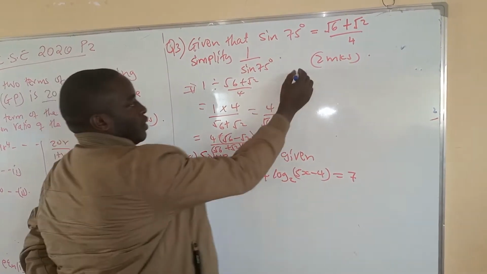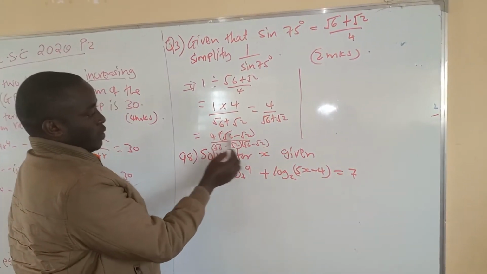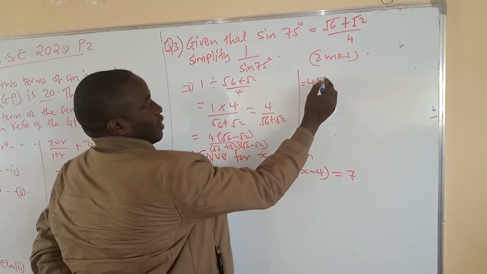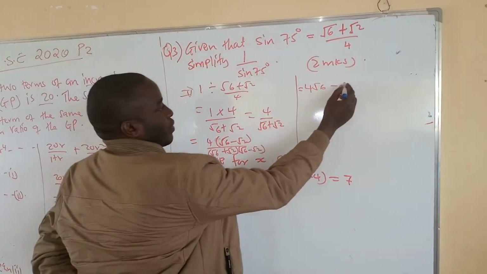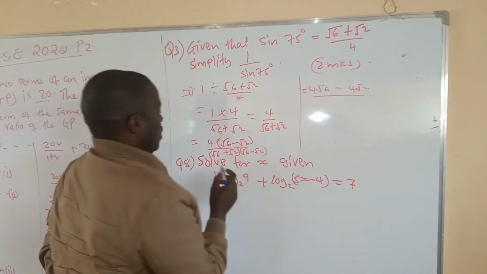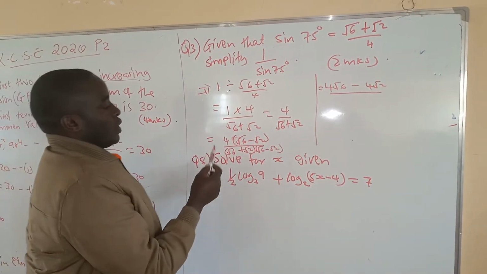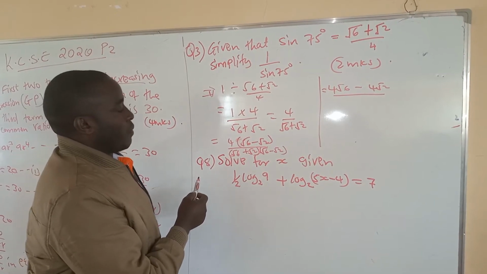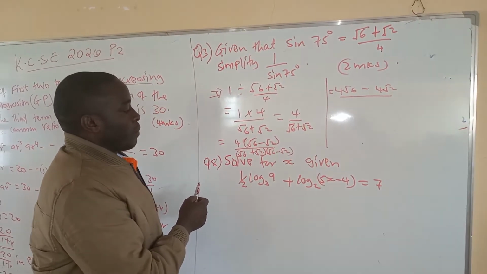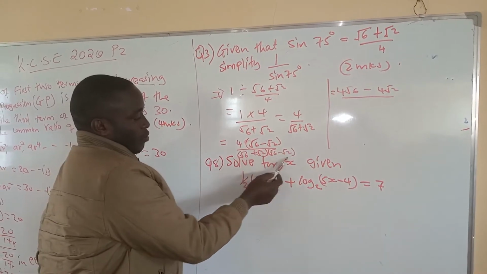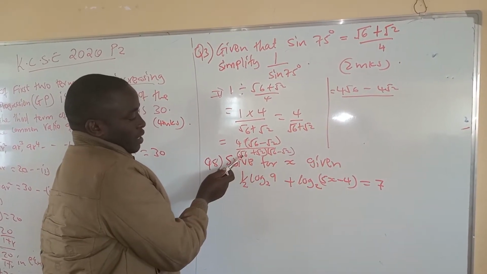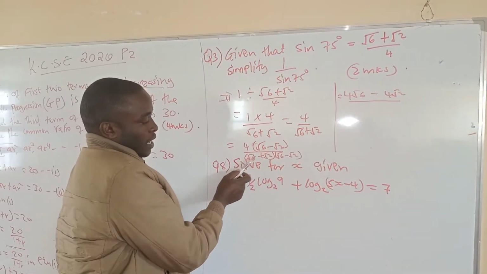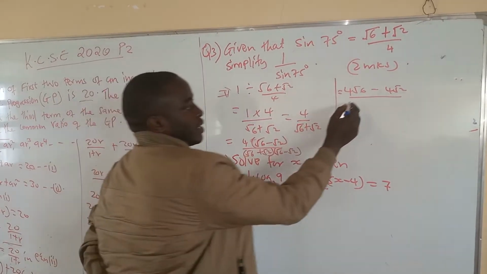So we open this bracket, it becomes 4 root 6 minus 4 root 2 all over. We understand that when we talk about the difference of two squares, a squared minus b squared is the same as a plus b into a minus b. And the same idea is applied here. So this becomes root of 6 squared minus root of 2 squared. Root of 6 squared is 6 and root of 2 squared is 2. So it becomes 6 minus 2.